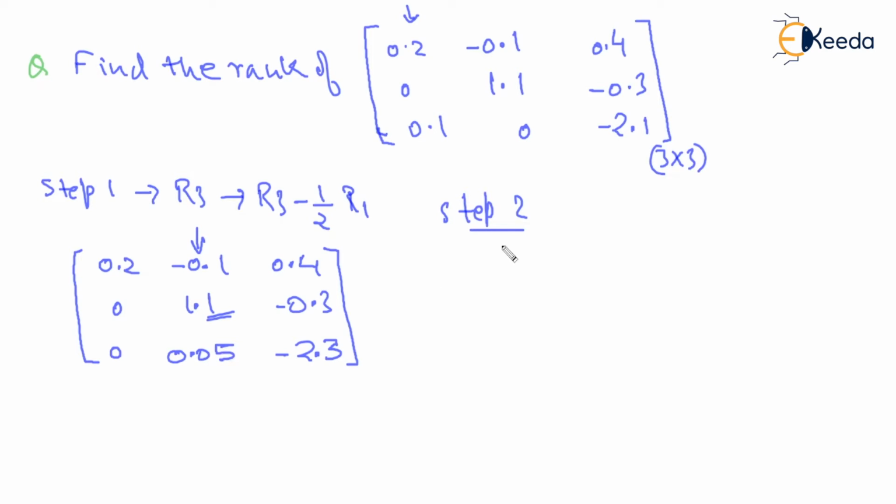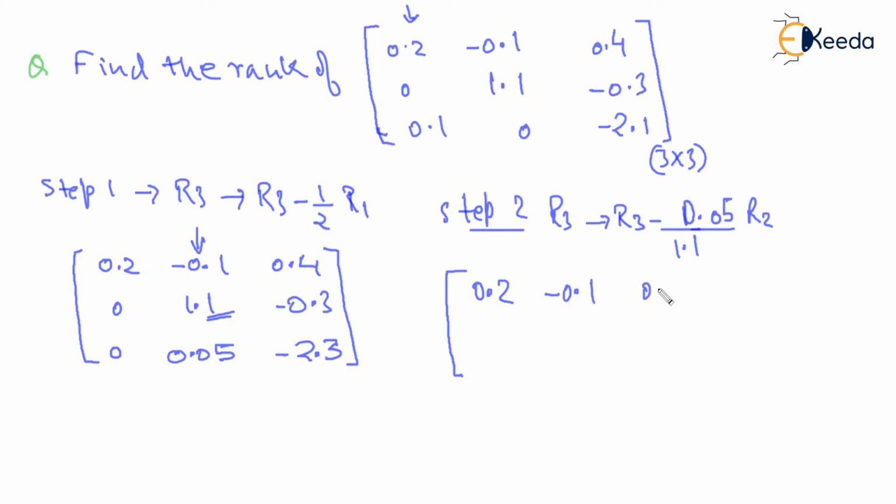So this is possible by elementary transformation, which is row 3 is row 3 minus 1 by 1.1 into 0.05 times row 2, right? R3 minus, to make this equal to this, we can do divided by 1.1 and into 0.05. So divided by 1.1 and into 0.05. This gives us this is 0, this will become 0, and this will become minus 2.286.